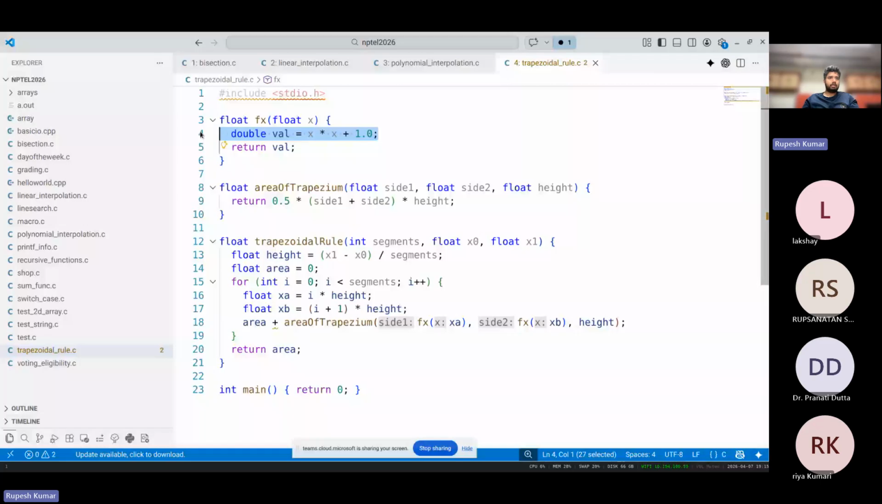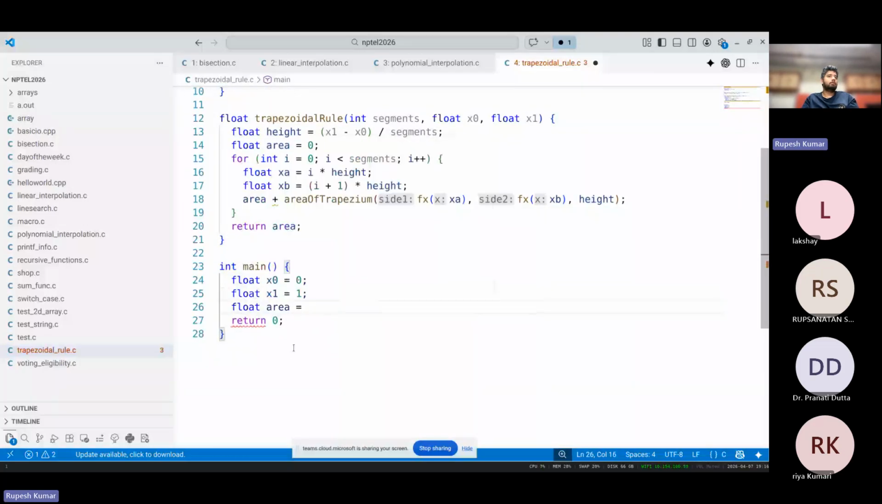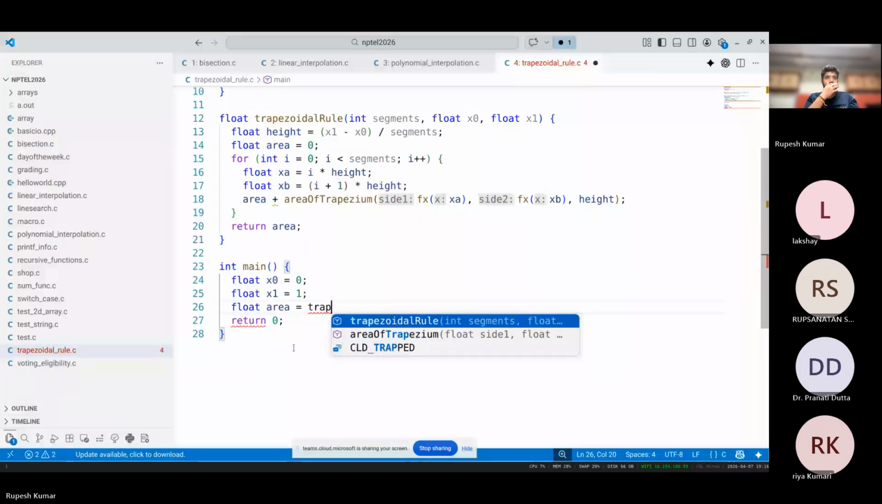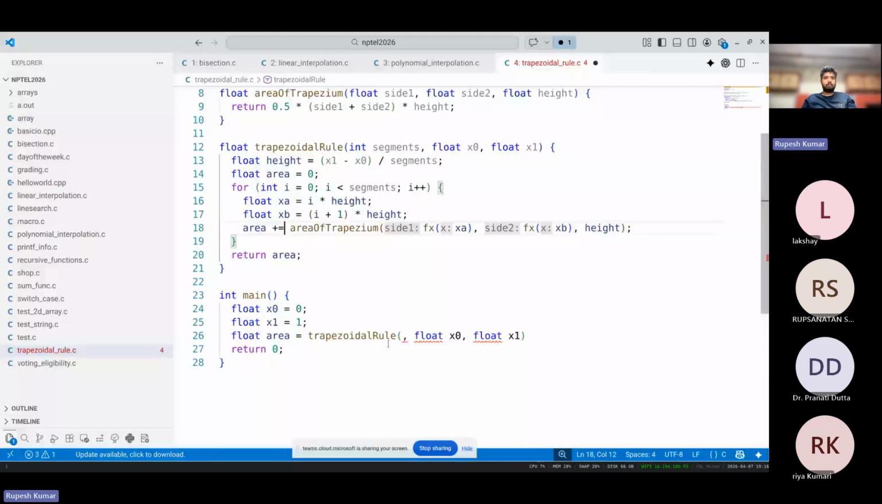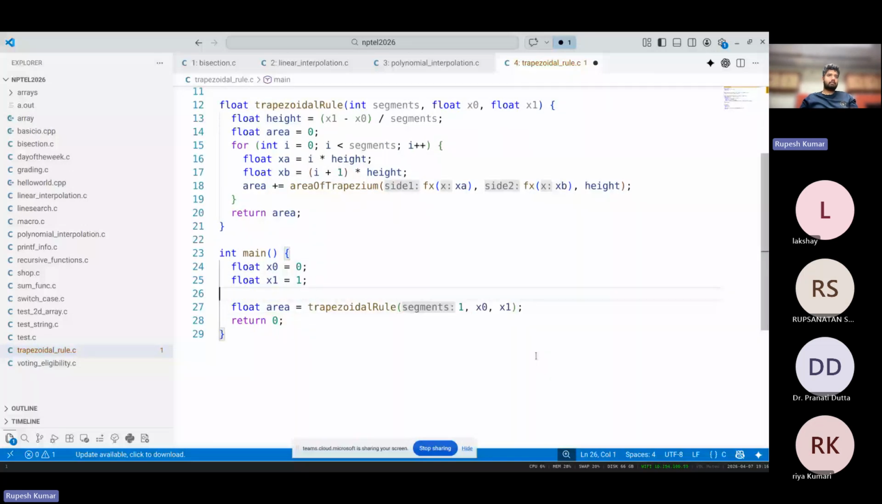So now in the main function, let's try to find the area between x0 and x1. So let's declare x0 equals 0, right? Float x1 equals 1, right? Now I can call the function. Let me find. Float area is equal to trapezoidal rule. So let's use one segment first, right? Let's pass x0 and x1 here, right? So let's do this. Let's see the result here first.